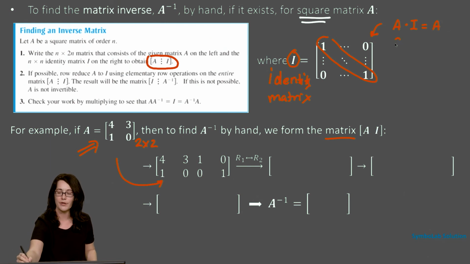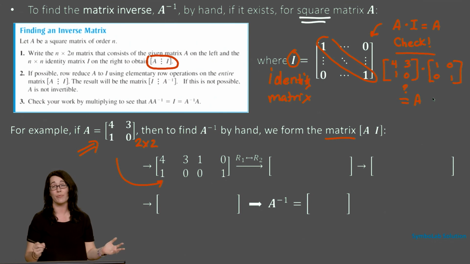And in fact, I would encourage you to pause this video and check for yourself that this is true. If you were to multiply matrix A, which is 4, 3, 1, 0, by matrix I, which would be 1, 0, 0, 1, do you in fact get back to matrix A? That's the question. So I would really encourage you all to pause the video to check that out so that this becomes really reality and not just a rule that someone made up and told you about.